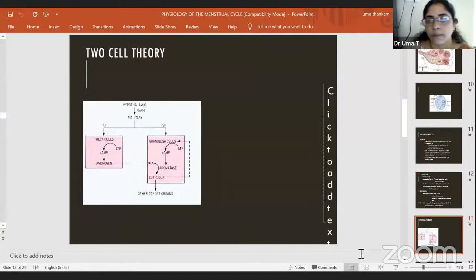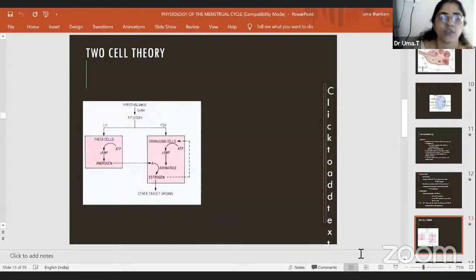And this is a short note question for you. It can come as a 4-mark question. So what do you mean by the 2-cell 2-gonadotrophin theory? There are 2 cells, namely the granulosa cells and the theca cells. And the 2 gonadotrophins which act on them are LH and FSH.